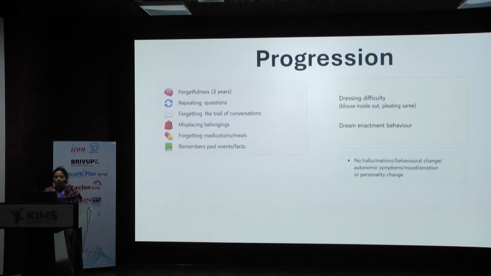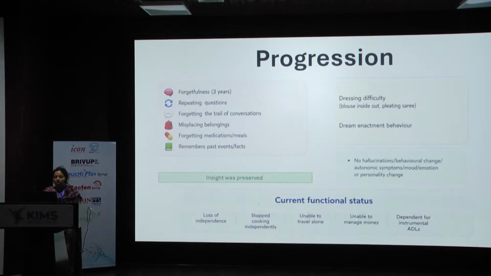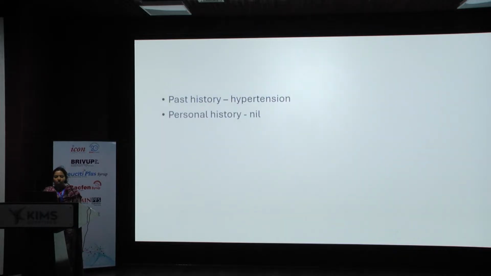However, there were no hallucinations, behavioral change, autonomic symptoms, no mood or emotional change or personality change, and there were no motor, sensory or cerebellar complaints also. And she was insightful for all these complaints. Because of these symptoms, her current functional status is that she stopped cooking independently, she is unable to travel alone, she is unable to manage money, and she has become dependent for all the instrumental activities and also some basic activities of daily living. Her past history is significant for hypertension for the past 10 years.